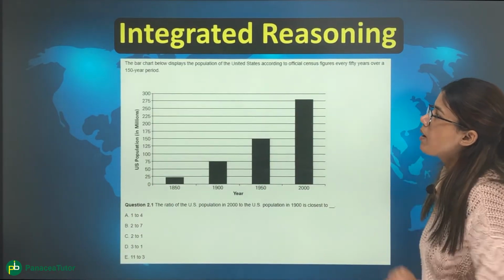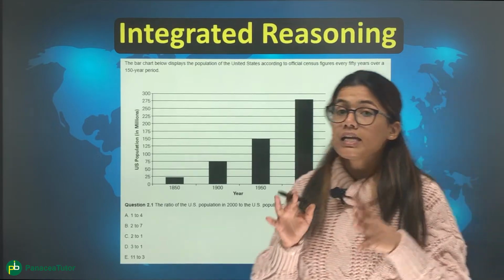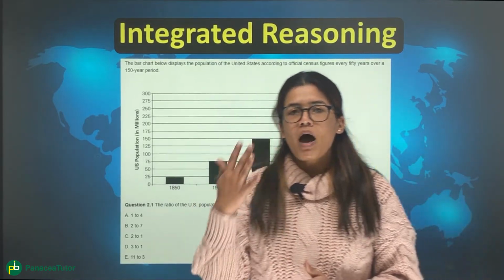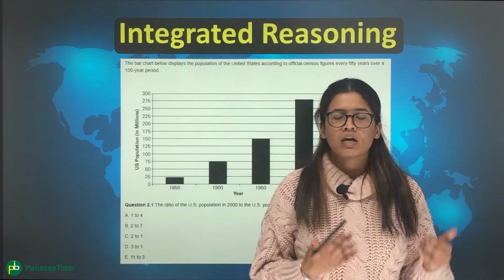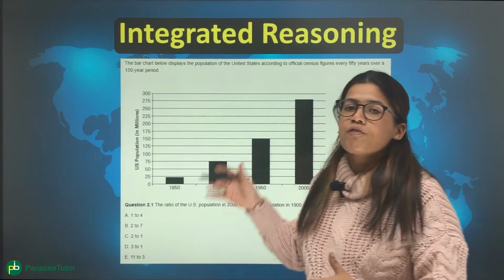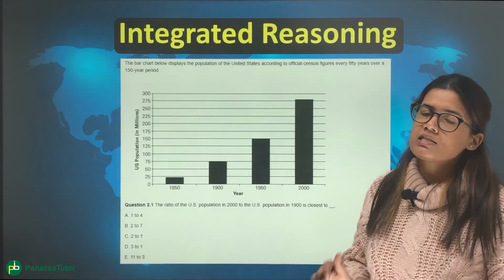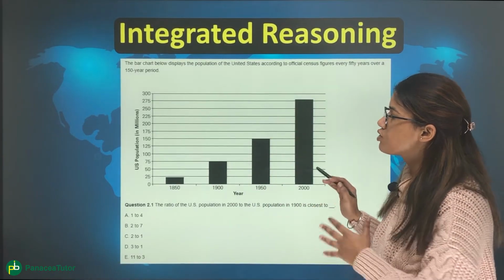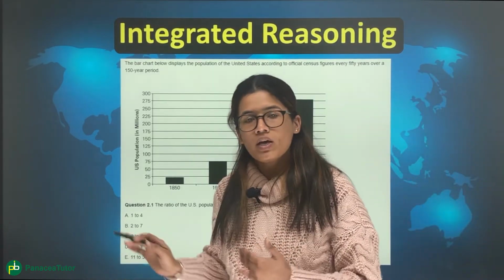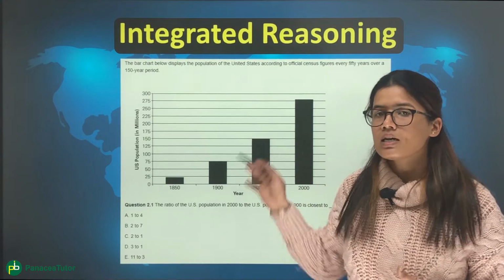And if we talk about the integrated reasoning, you will be given data in the form of a bar graph, pie chart, in that way data will be provided. You will be given time for this integrated reasoning part separately, and you need to analyze this graph and answer the following questions after analyzing the graph.